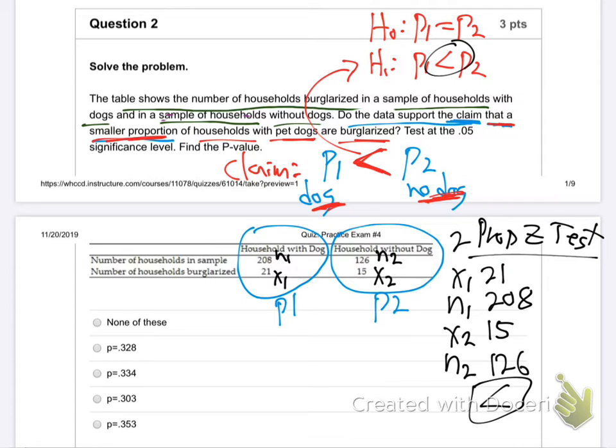And I calculate, I get a p-value equal to 0.3027, which rounds to 0.303. There it is. There's the p-value.